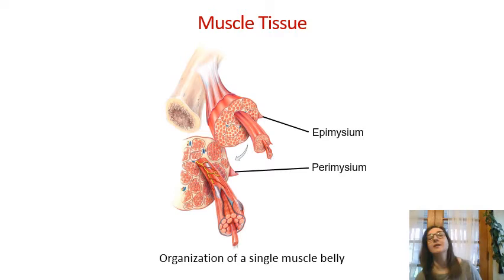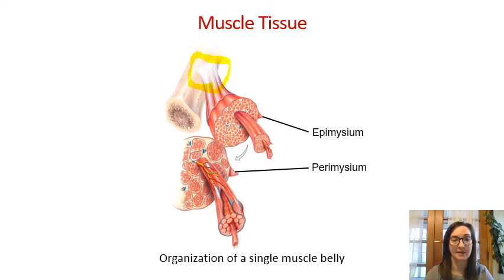All right, so here we're zooming in a little bit more. We can still see the tendon here. So here's our tendon that's connecting this muscle to the bone, and that's connective tissue that's wrapping itself around the muscle itself. The outer layer of connective tissue that's wrapping around the entire muscle is called epimysium. So epimysium surrounds the entire muscle.